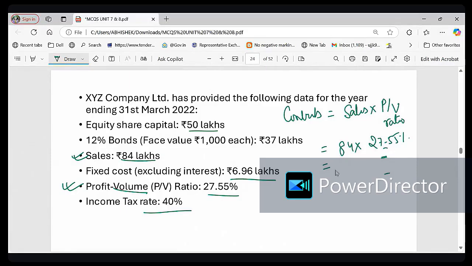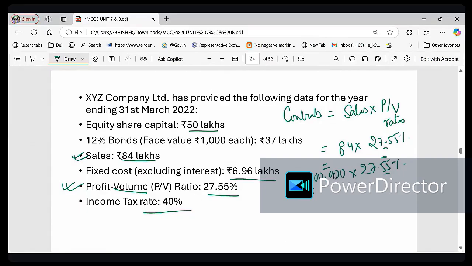Actually, it is 84 lakh, right? Not 84. 84 lakh, 27.55%. So how much is it? Please do using calculator, right? Please calculate how much you are getting: 27.55% of 84 lakh. This P by V ratio, profit by volume ratio.